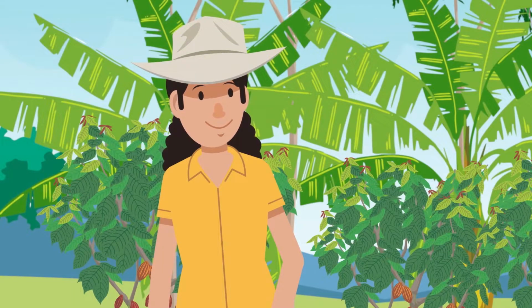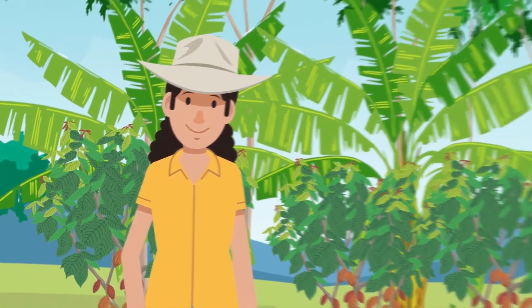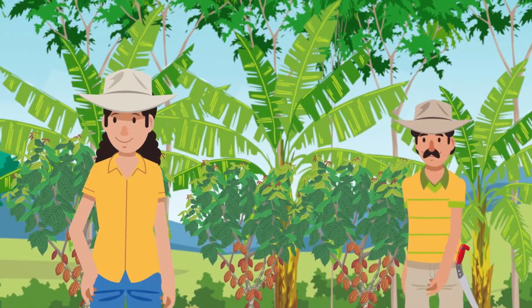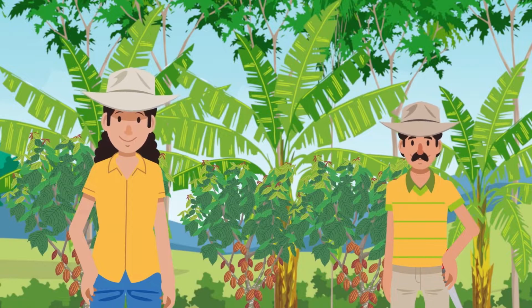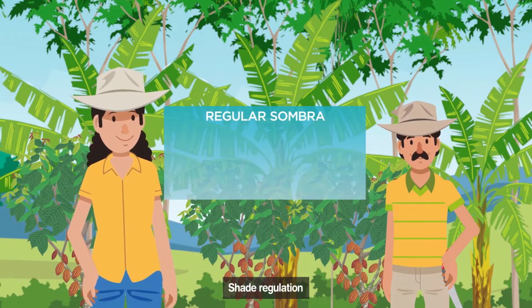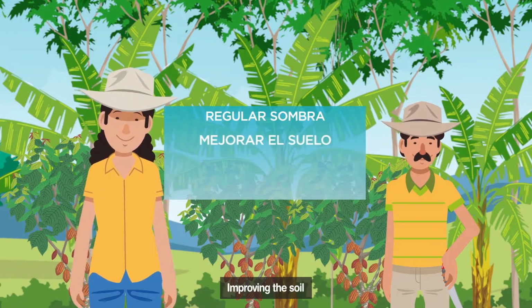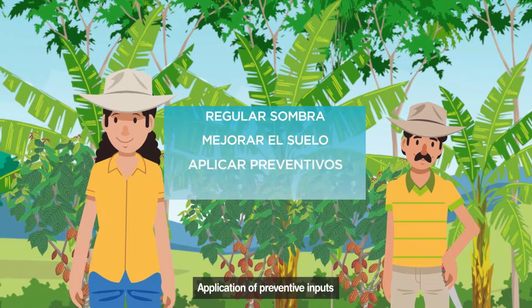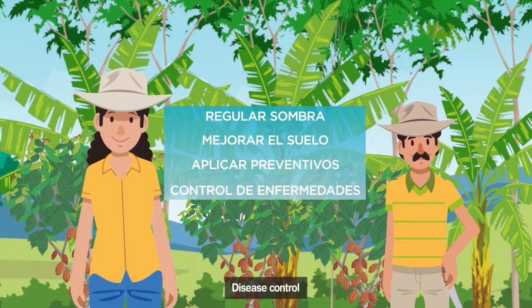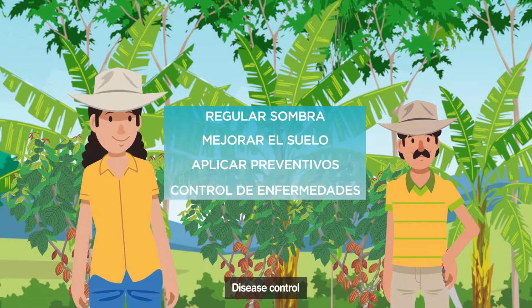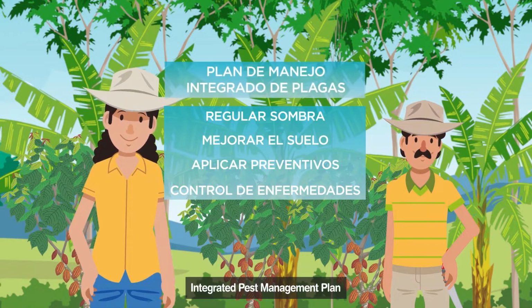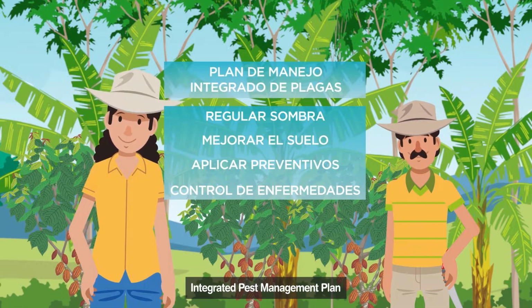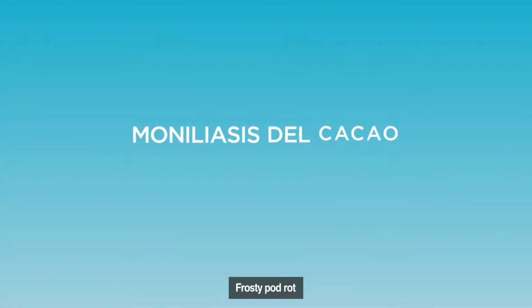In agroforestry systems, integrated management consists of carrying out different tasks in the field, such as regulating the shade of other trees in the plantation, improving the soil, application of preventatives, inputs, and disease control, as well as motivating the producer to implement the integrated management plan. It's important to know how to recognize some characteristics of the diseases to develop such a plan.